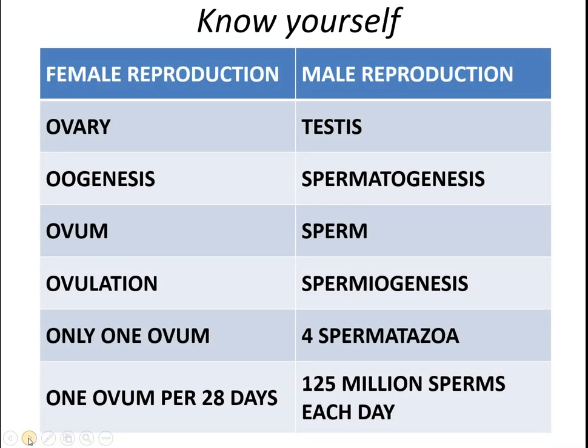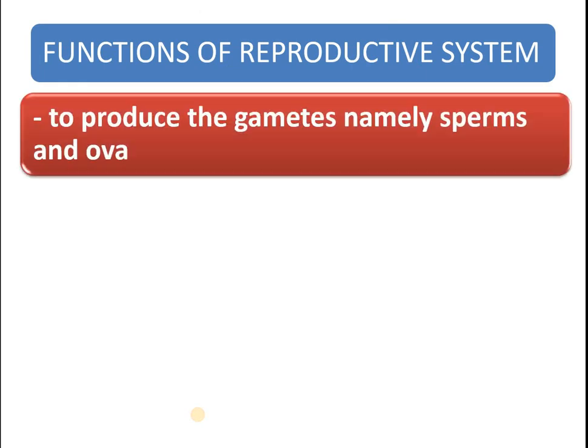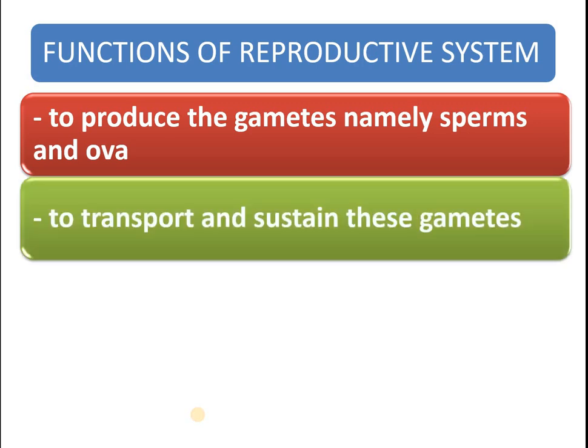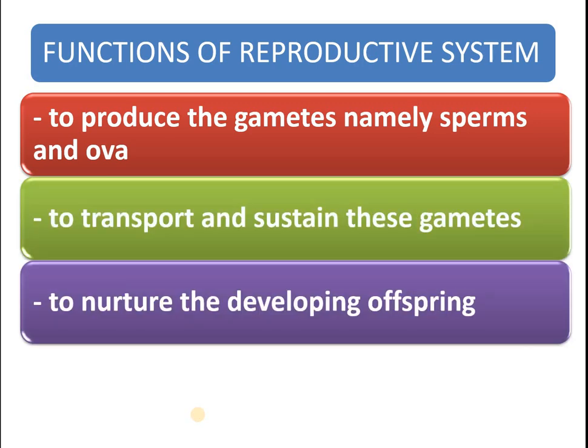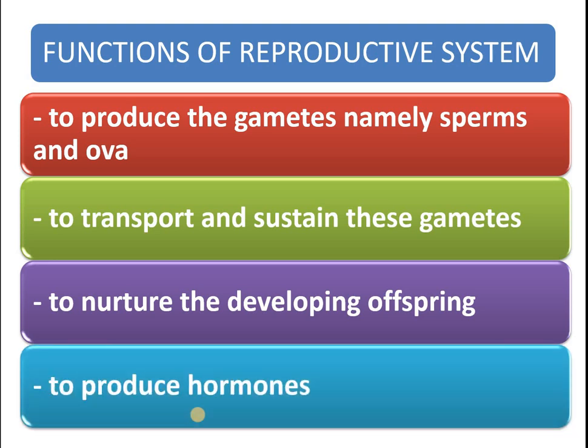Before entering into the chapter, students, you must know the major differences between female reproduction and male reproduction. These are only for recalling. I hope you know. The functions of reproductive system: to produce gametes, namely sperms and ova, ovum is singular; to transport and sustain these gametes; to nurture the developing offspring; to produce hormones.